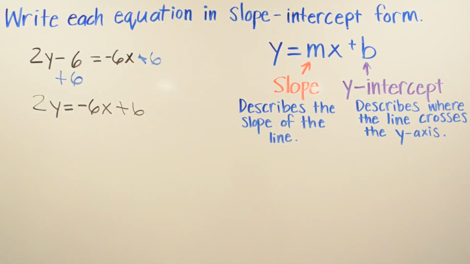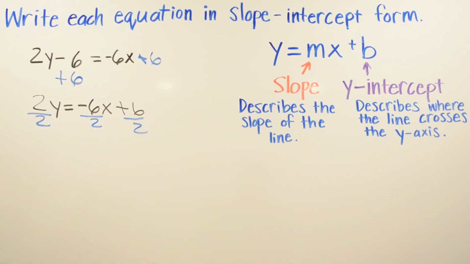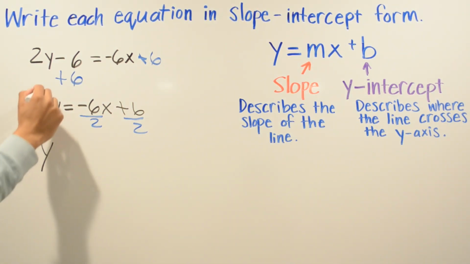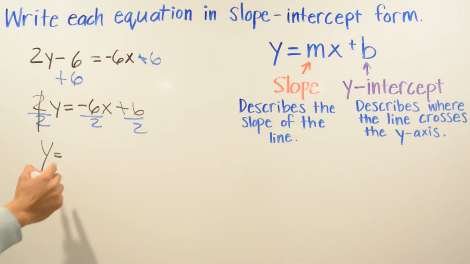Now we have to have y by itself. So if this is multiplying, the opposite of multiplication is division. So we're going to divide by 2. Whatever we do on one side, we're going to do it on the other side of the equal sign as well. So now we're going to have y by itself. This cancels. Now 2 goes into 6 3 times.